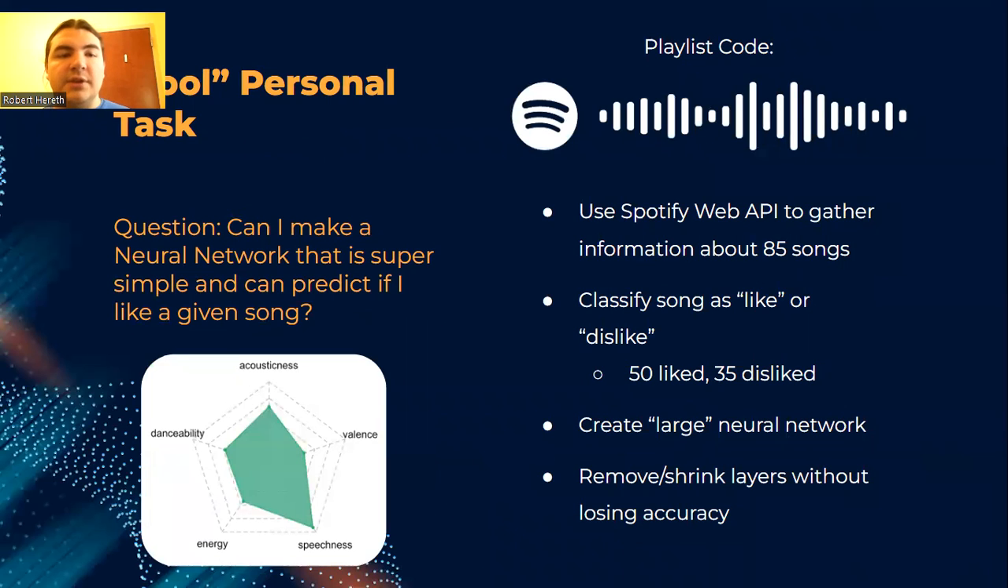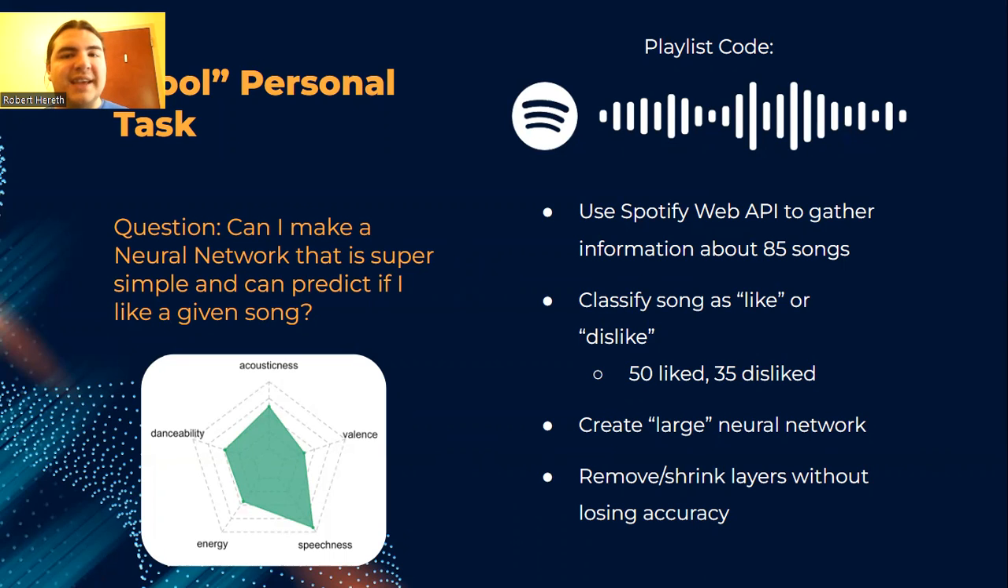So finally, we have the cool personal task, and this is the one that I was the most excited about. The question I decided to look into was, can I make a neural network that is incredibly simple and can predict whether or not I like a given song? I have a fairly broad taste in music, so I felt as though this would be a rather difficult problem to evaluate in any means other than a neural network.